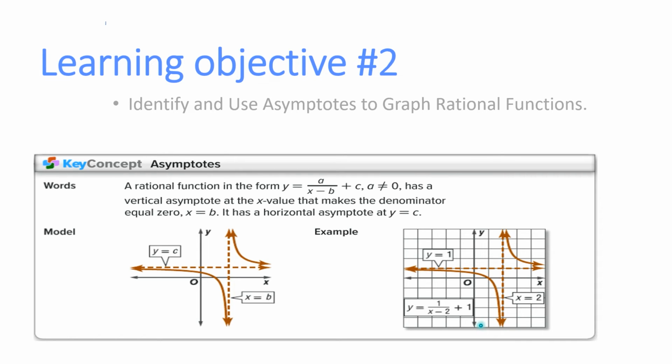Now let's see the horizontal asymptote. How do we get the horizontal asymptote? A horizontal asymptote occurs at y equals c. What is c here in the question? Here c is 1. Therefore, the horizontal asymptote occurs at y equals 1.